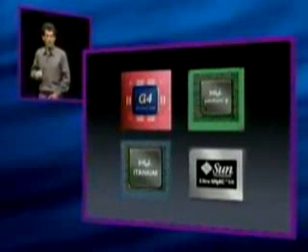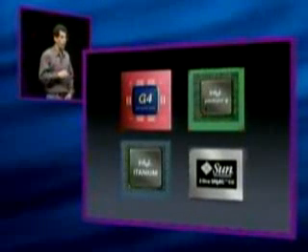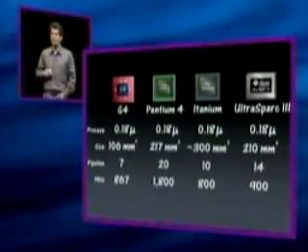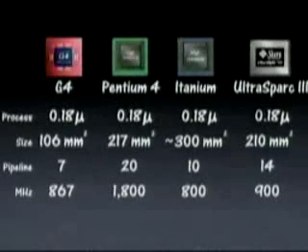Here are the 4 leading processors in the industry today. The PowerPC G4, my personal favorite, the Pentium 4, Intel's next generation 64-bit architecture, the Itanium, and Sun's latest SPARC processor, the UltraSPARC 3. We can compare several characteristics of these processors. We can look at the process, the size, the number of pipeline stages, and how many megahertz they run at.